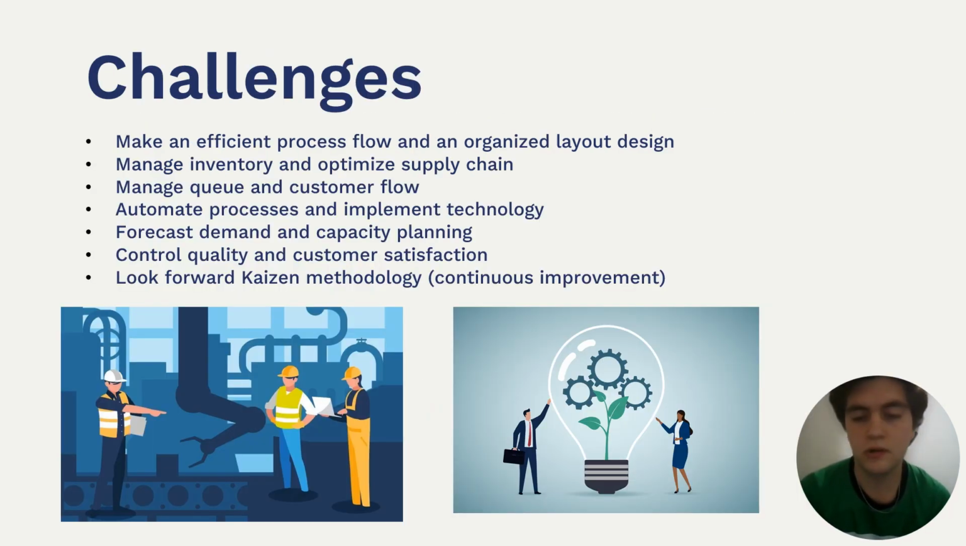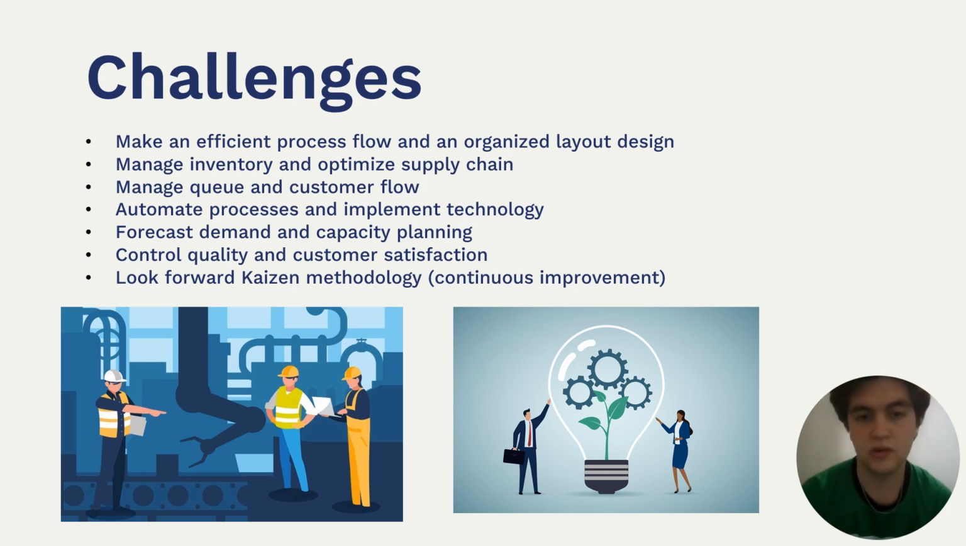As we may wonder, there are many challenges for an industrial engineer in order to find the proper optimization of a restaurant. But in this presentation, we are going to approach 7 of them. The first one is to make an efficient process flow and an organized layout design. Manage inventory and optimize supply chain. Then we have manage queue and customer flow.